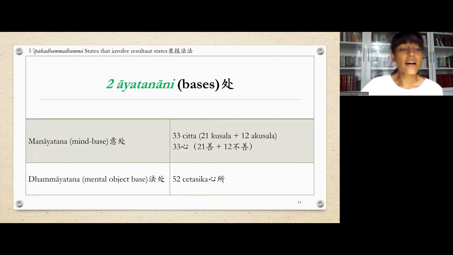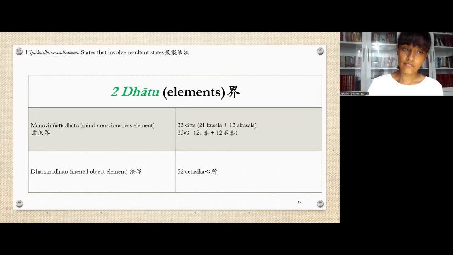The 2 āyatana are manāyatana and dhammāyatana. The 33 citta are classified under manāyatana, and the 52 cetasika are classified under dhammāyatana. So note that the first 10 āyatana are rupa āyatana. They classify only matter, so therefore we don't get them under this term. And finally, we come to dhātu. Here, the 21 kusala and the 12 akusala are all classified under mano viññāṇa dhātu. And the 52 cetasika are classified under dhamma dhātu.